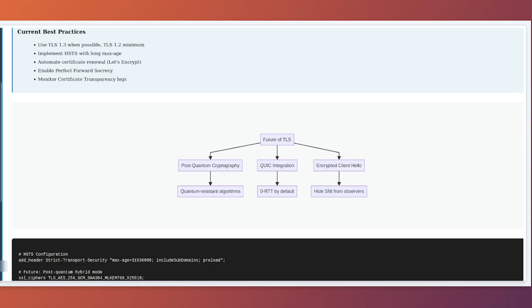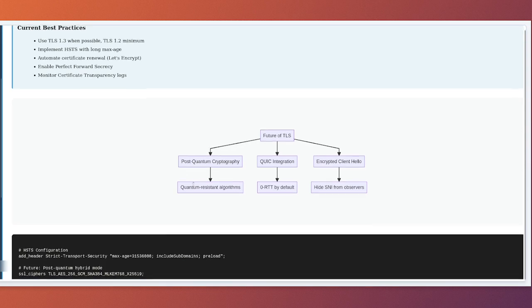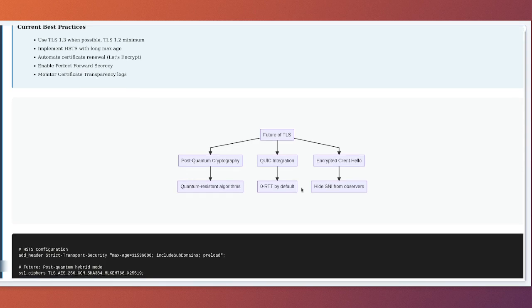Enable HTTP Strict Transport Security (HSTS) with a long max-age and include subdomains. This tells browsers to always use HTTPS for your site, preventing downgrade attacks. Consider HSTS preloading, where your domain is hard-coded into browsers as HTTPS only. Also, implement certificate pinning for mobile apps to prevent man-in-the-middle attacks, though be careful with rotation strategies.